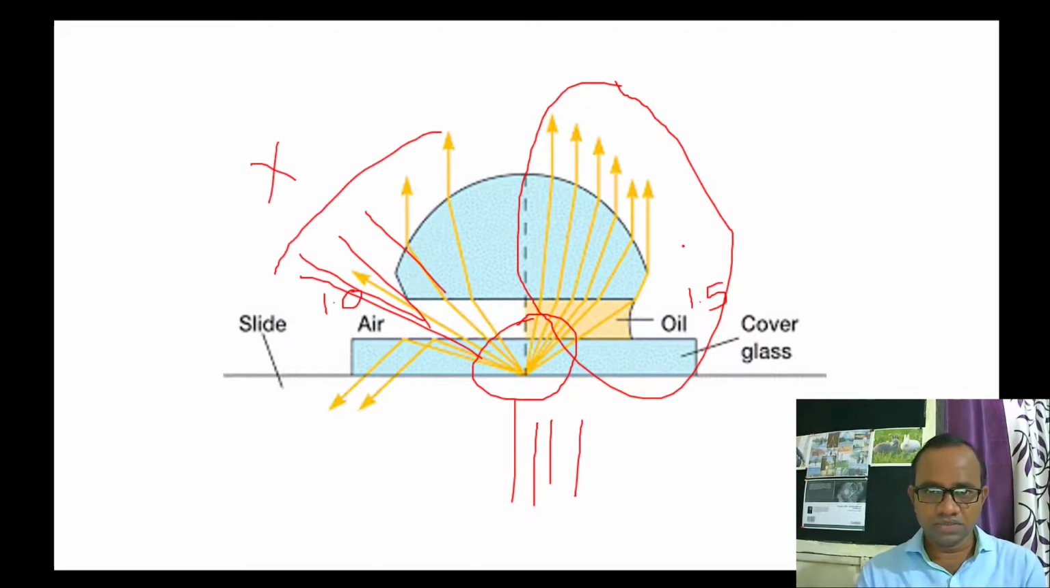Okay, और ये सभी के सभी rays objective lens में जा रहे हैं, therefore we can see the image here, right? So this is what the basic mechanism is, why we use the oil as a medium to resolve the small object more clearly. Okay, so this is what आपको यहाँ समझना है.